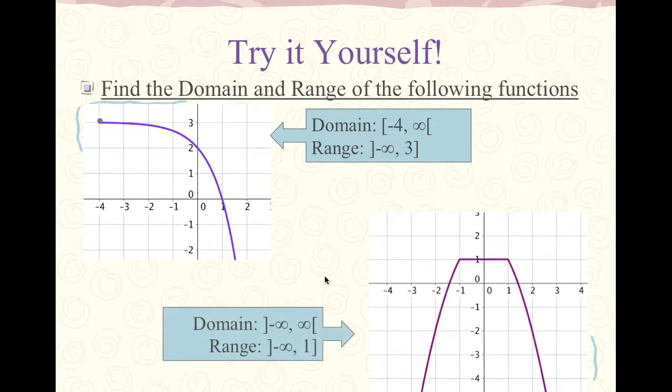And in this one here, your domain, well, I don't know where it stops or ends if I look at my x-axis, so it's from negative infinity to infinity. And my range, well, I don't know where it starts, but I know that it ends at 1. So it'll be from open bracket negative infinity to close bracket 1.